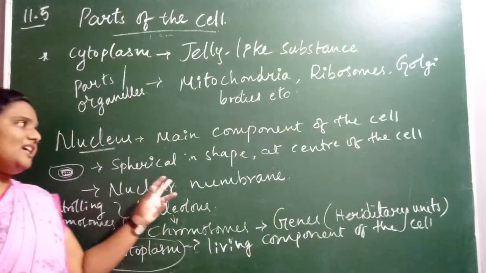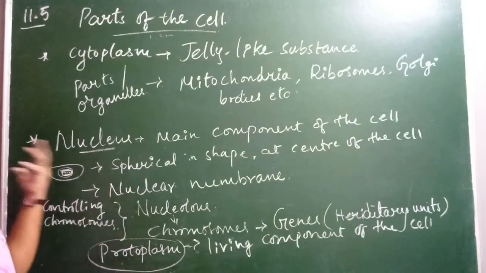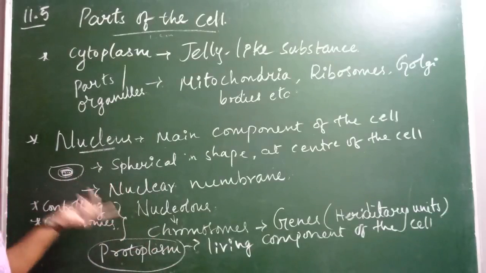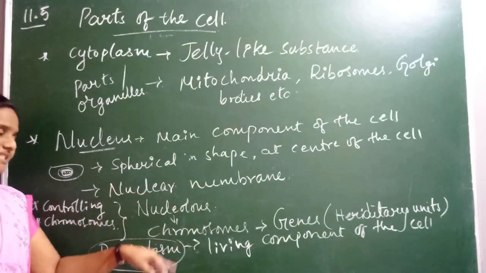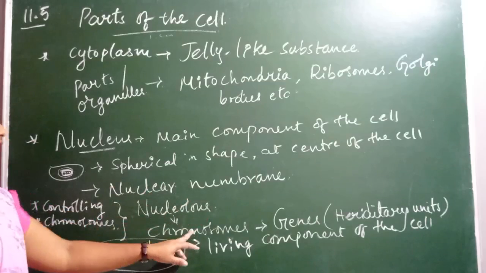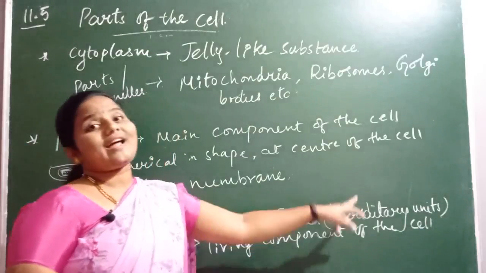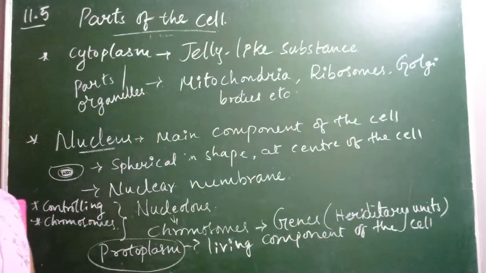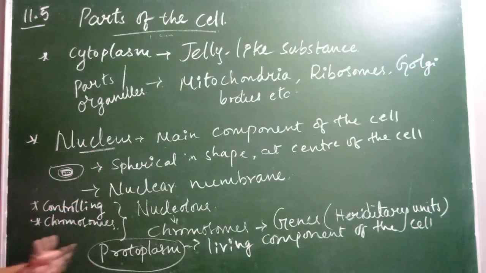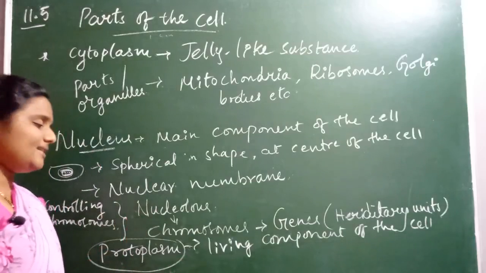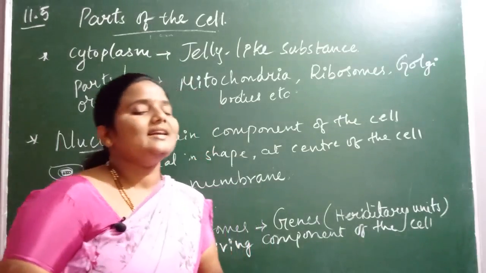It is spherical in shape and is found exactly at the center of the cell. With the help of a microscope, when we look at this nucleus, it has one more layer surrounding it, called the nuclear membrane. Inside this nuclear membrane the nucleolus will be present. In the nucleus you will find chromosomes, and inside the chromosomes you will get the genes. These are helpful in transferring the characteristics. So together with the nuclear membrane and the nucleus, we call it the protoplasm. And protoplasm is what? The main living component of the cell, we can say.